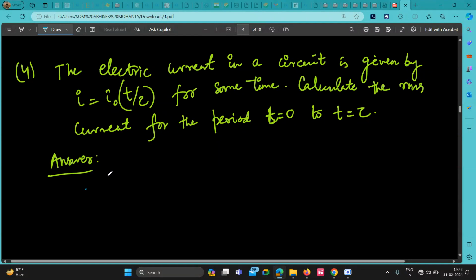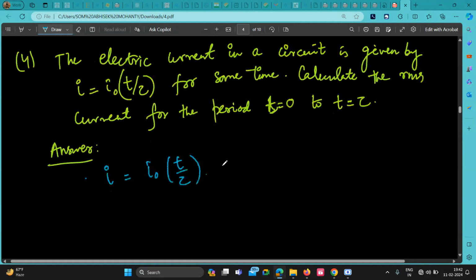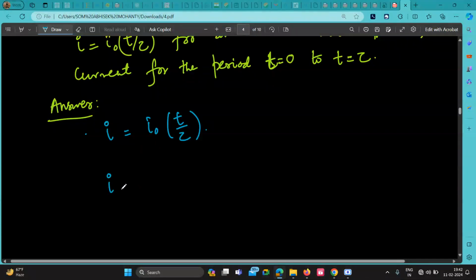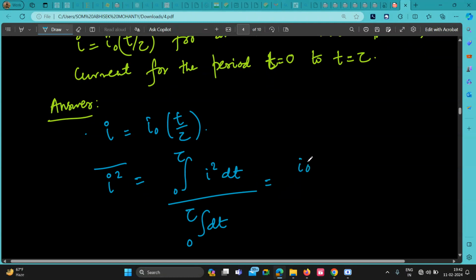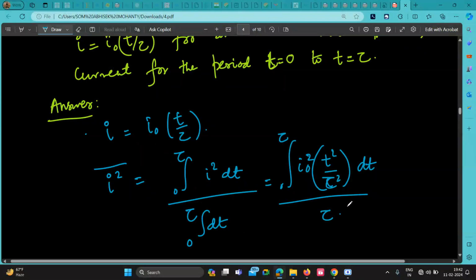Okay, how to solve this? See, current is given. Mean square current is how much? You are asked RMS current. First, mean square. So again, integral 0 to tau of I square dt, so I naught square t square by tau square dt, 0 to tau, divided by tau.